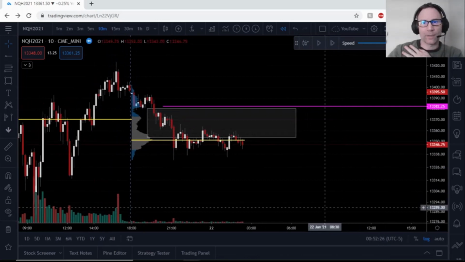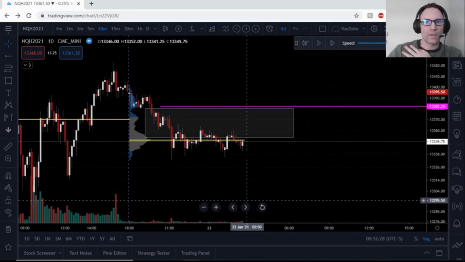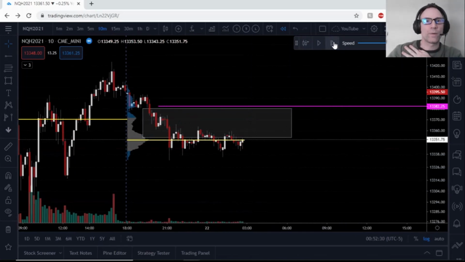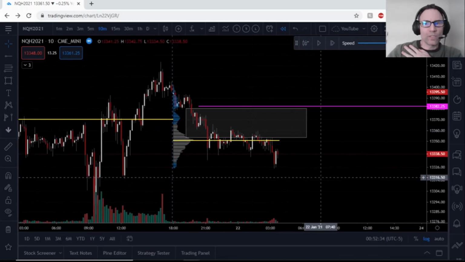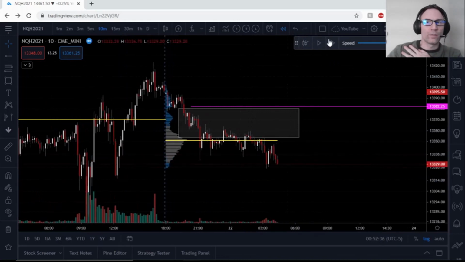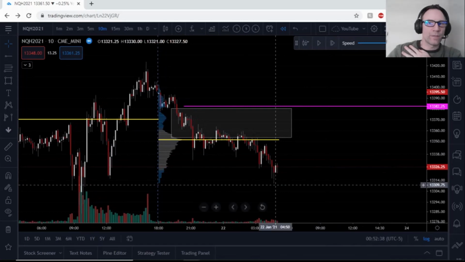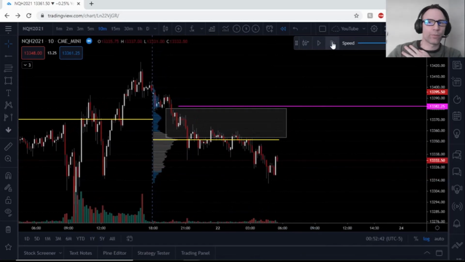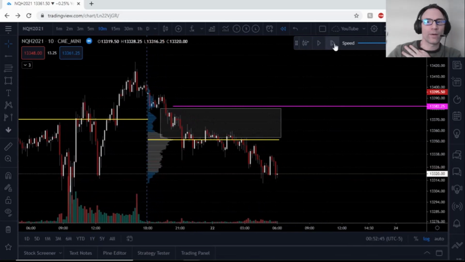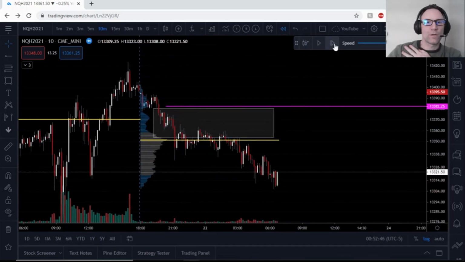We're almost at the London session market open right now. We're going to keep going forward. We'll see if this volume profile builds differently, if it drops down, if the point of control drops down, or whether it's just going to go right through this low volume area and back up to where it started.